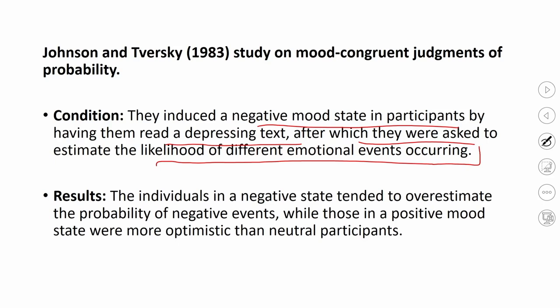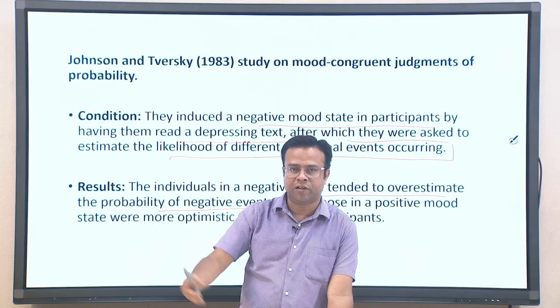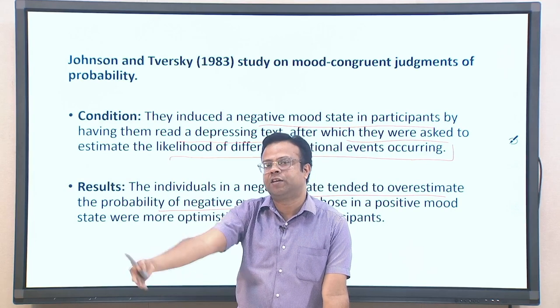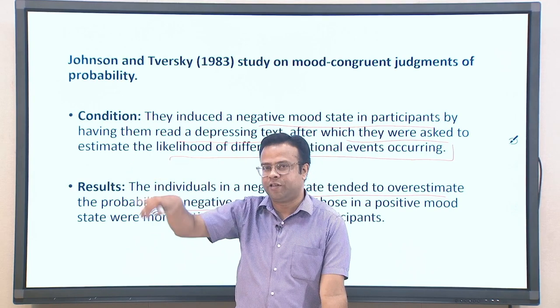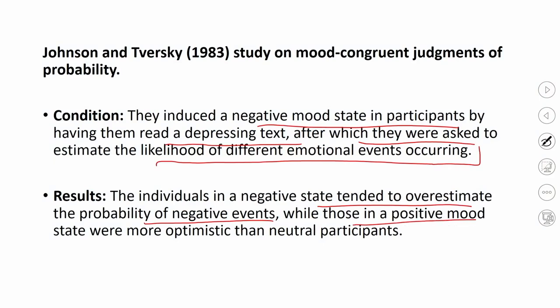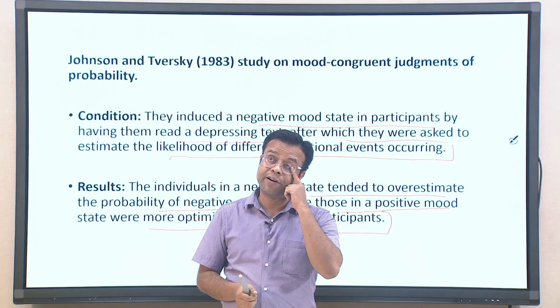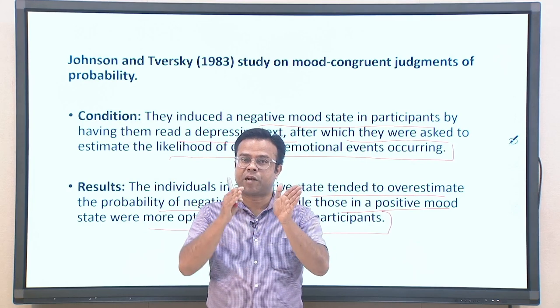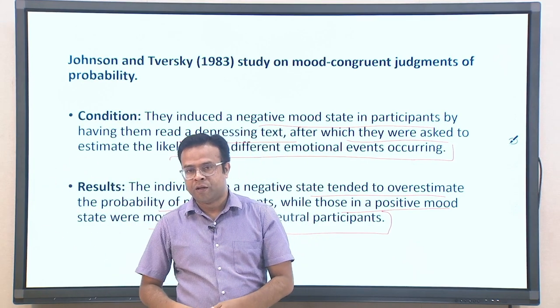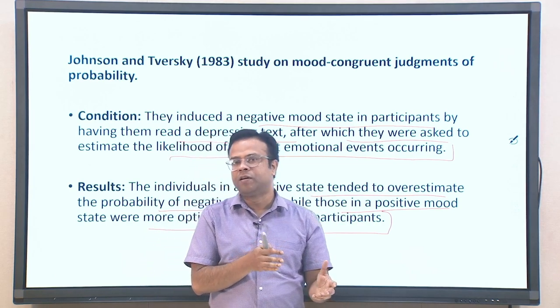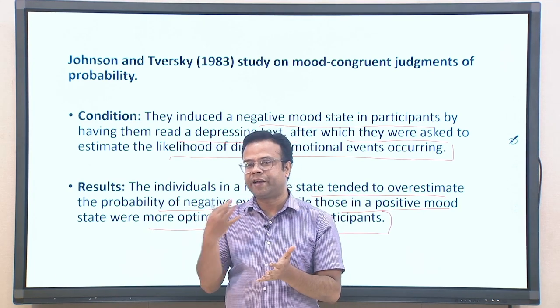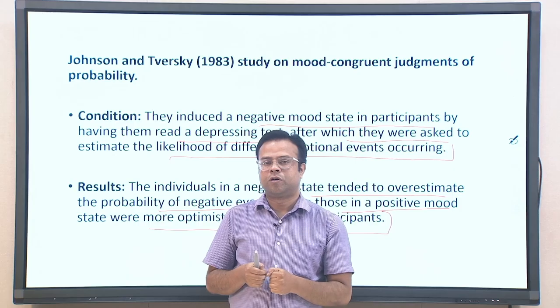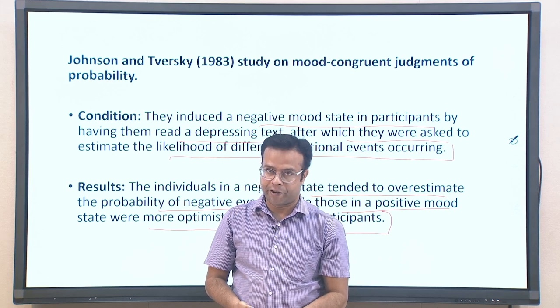The results show that individuals in a negative state tended to overestimate the probability of negative events. So, when people were induced into a negative state, they were more likely to overestimate the probability of negative things happening in the future. That present mood influenced their judgment. Those in a positive mood, in another condition where positive mood was induced, were more optimistic than the neutral participants. Basically, different mood states were induced, and they tried to see how each mood state influenced their probability judgment of certain emotional events happening. This also showed mood congruent judgment happening. People with a sad mood were more likely to overestimate negative events, and people in a positive mood were more optimistic about positive things happening.